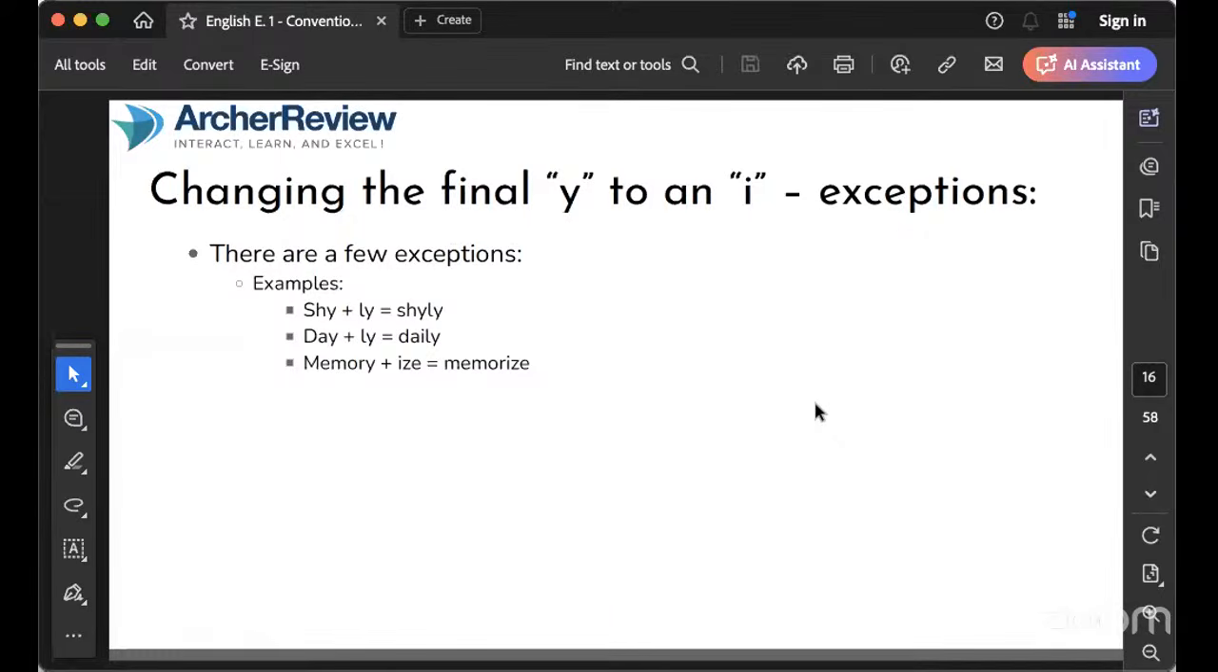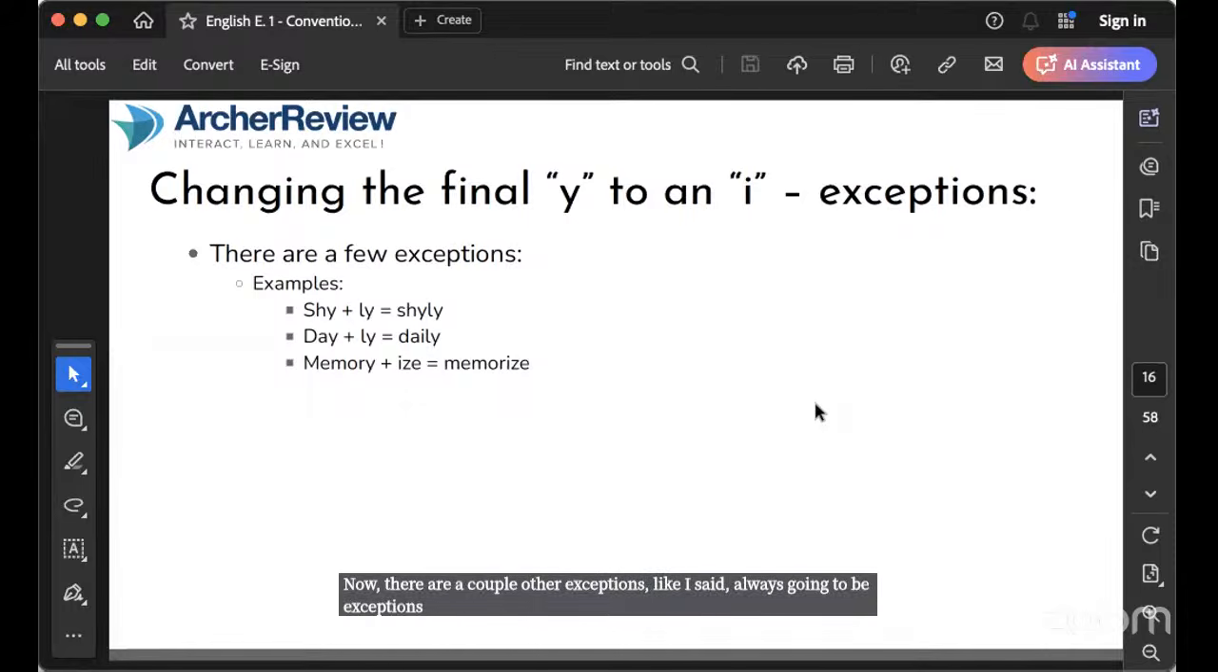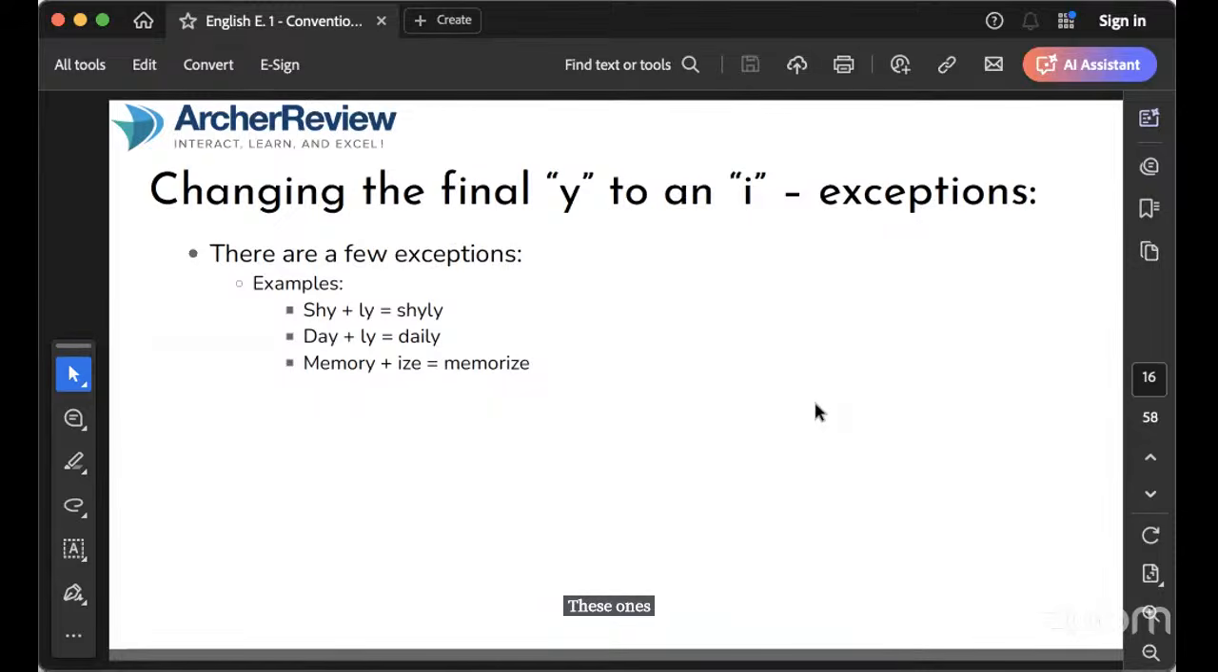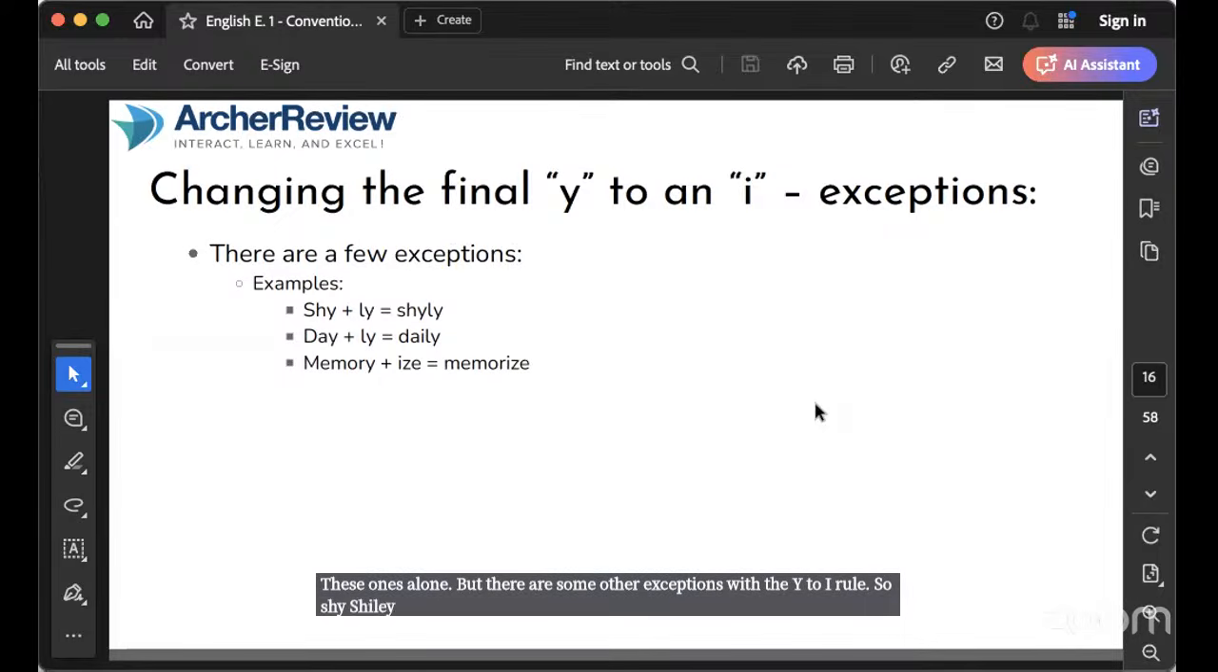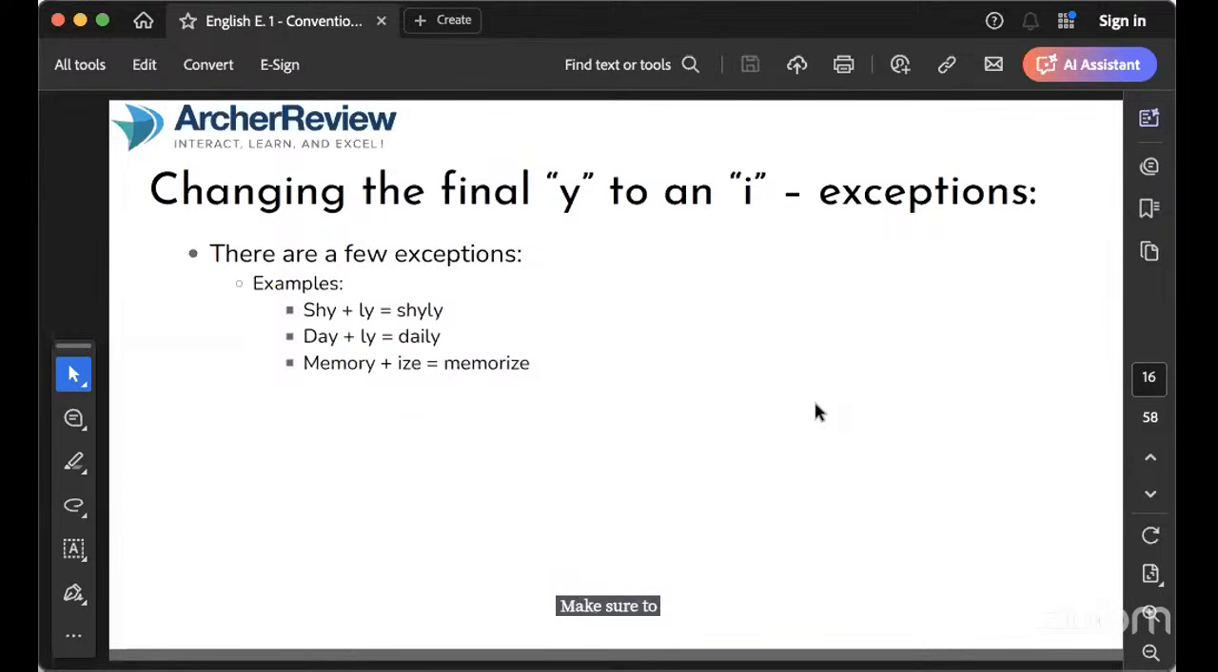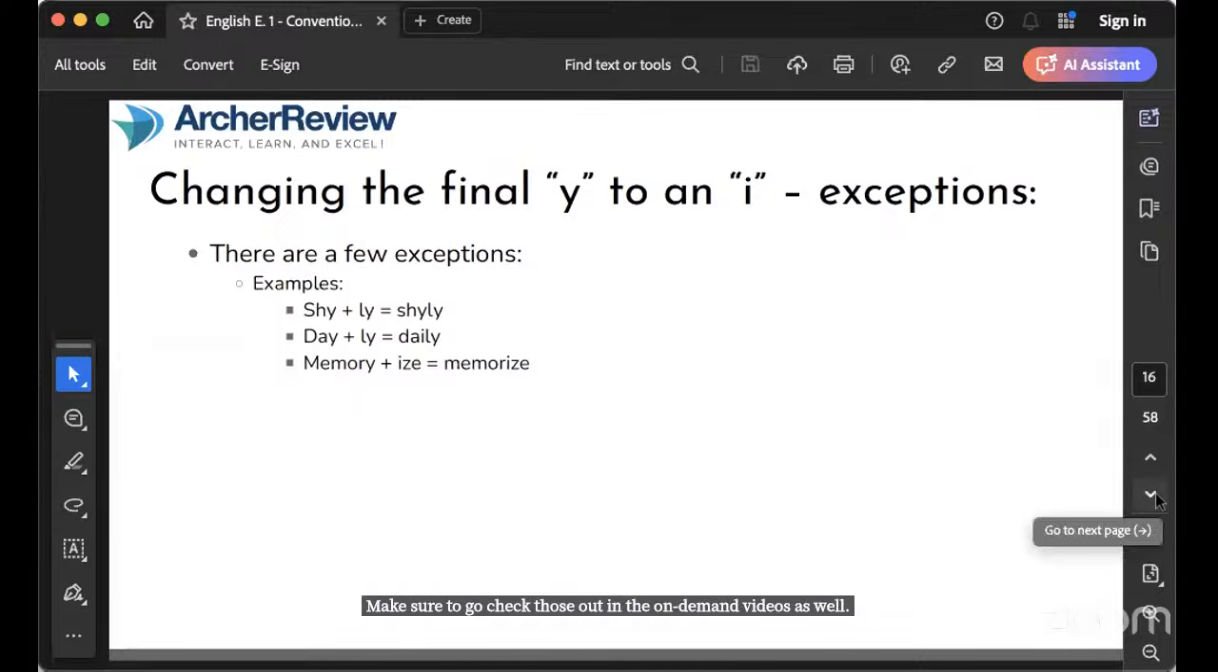Now, there are a couple other exceptions. Like I said, there are always going to be exceptions. And again, I wish we had enough time to go into them all in depth. But like I said, I could sit here and talk about these spelling rules for 5 or 6 hours just on these ones alone. But there are some other exceptions with the Y to I rule. So shyly, day, daily, memorize. If you struggle with something like these, make sure to go check those out in the on-demand videos as well. Okay.